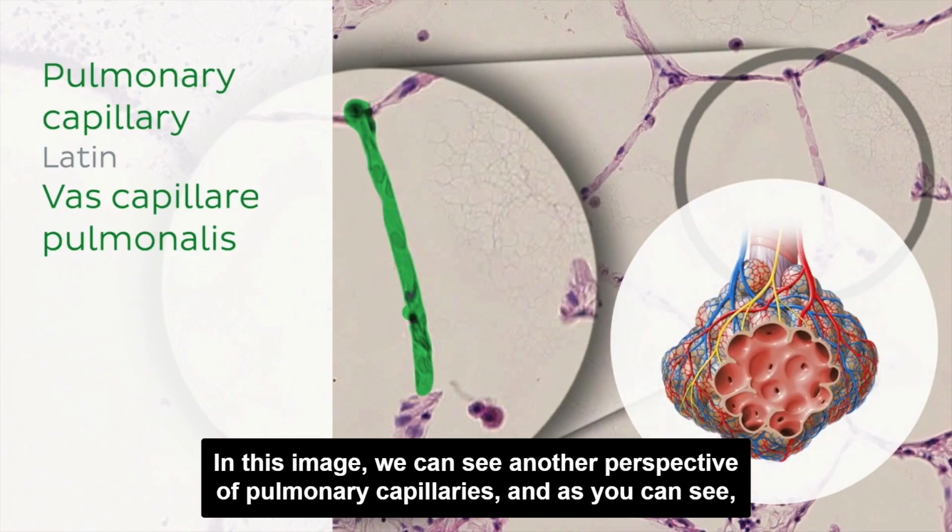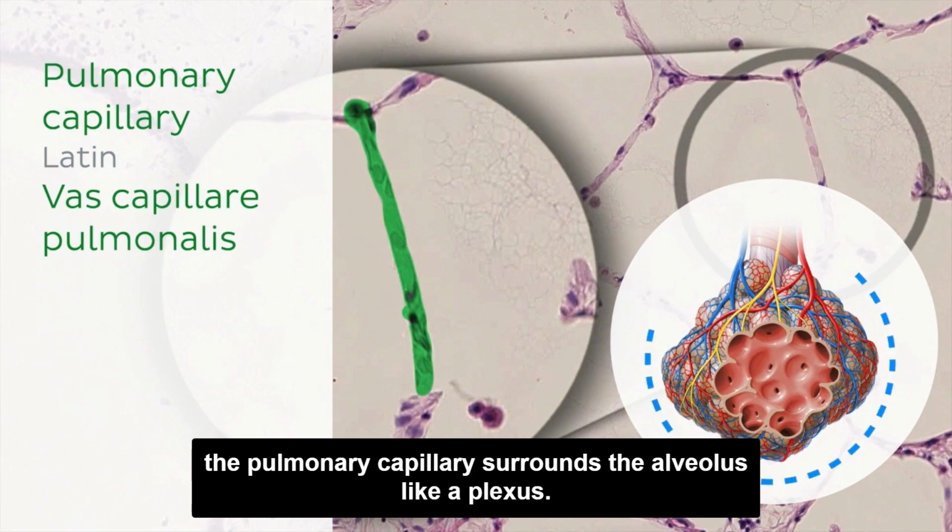In this image, we can see another perspective of pulmonary capillaries, and as you can see, the pulmonary capillaries surround the alveolus like a plexus.